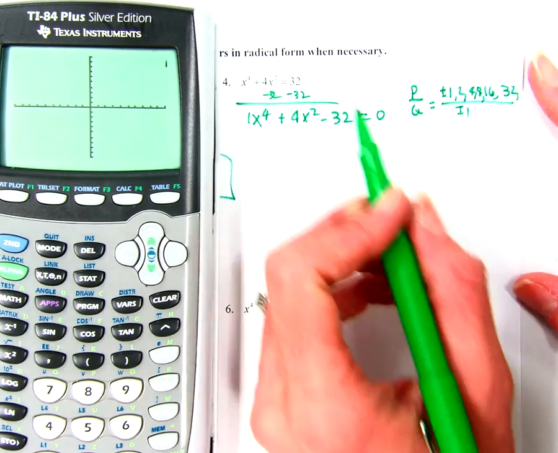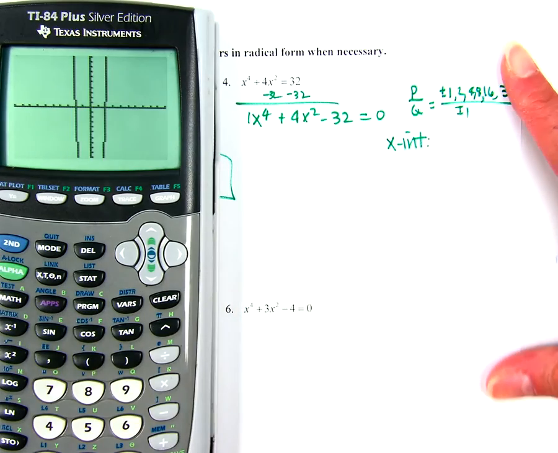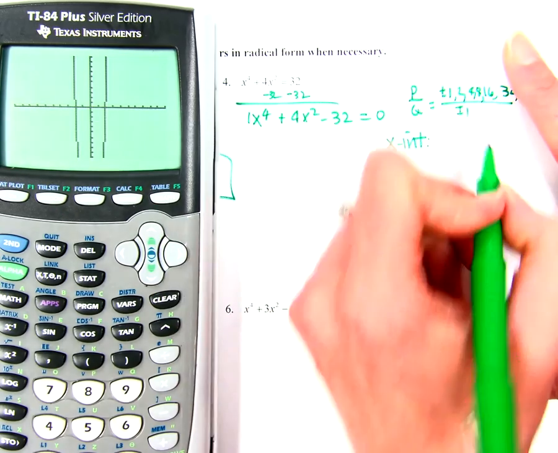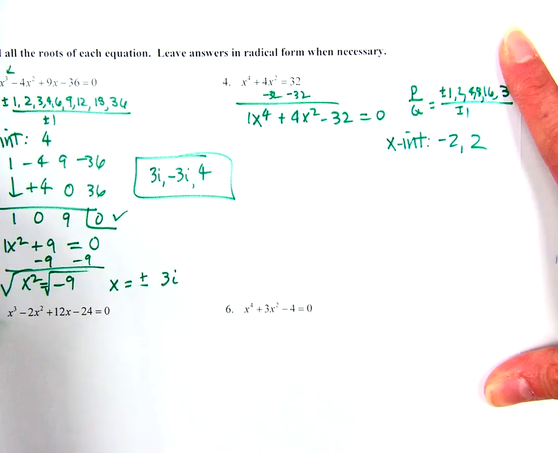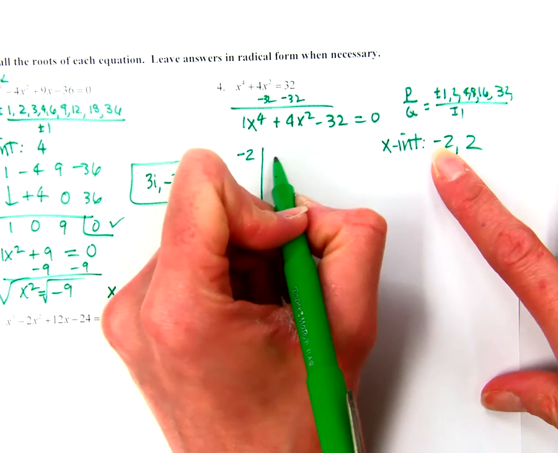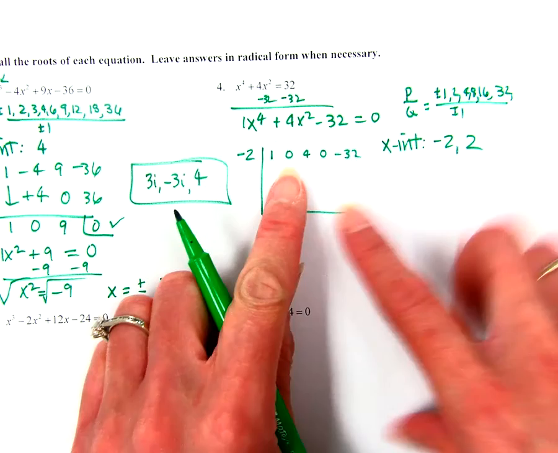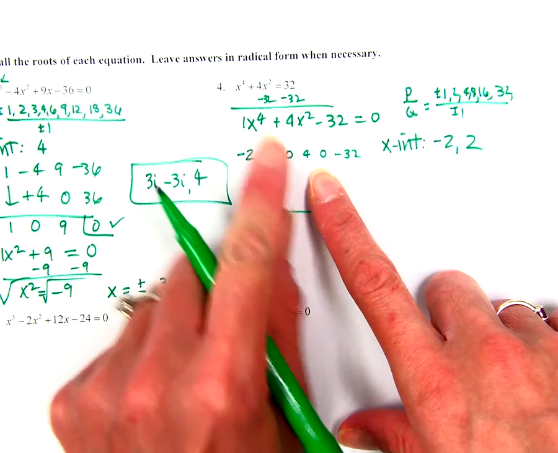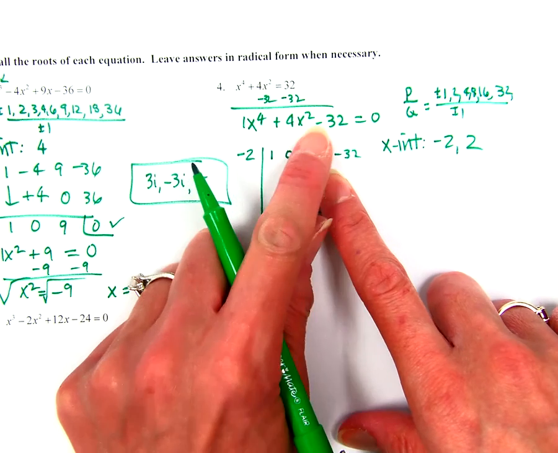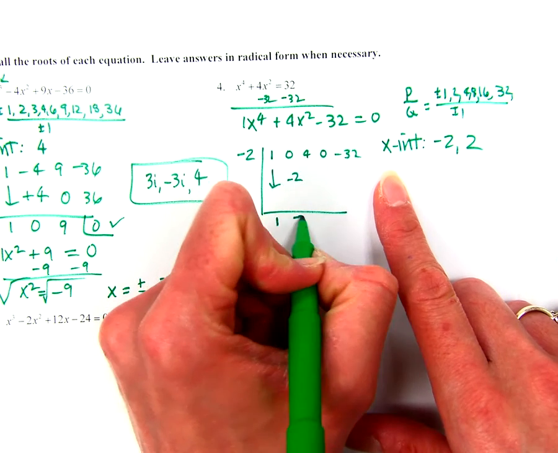And this time, because it's an x to the 4th, I need to find at least two x-intercepts. So if you look at your graph, it looks like negative 2 and positive 2. Okay, so I'll go negative 2 first. So we have 1, 0, 4, 0, negative 32. So why the zeros? Well, there was an x to the 4th, but no x cubed, 4x squared, no x's, and negative 32.